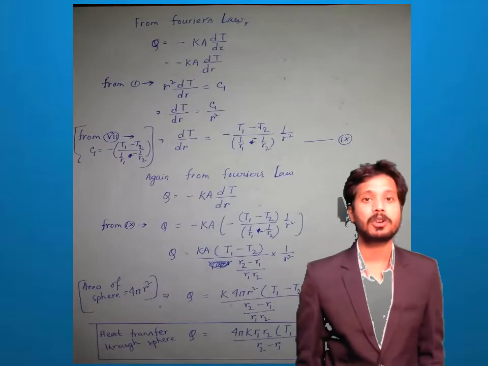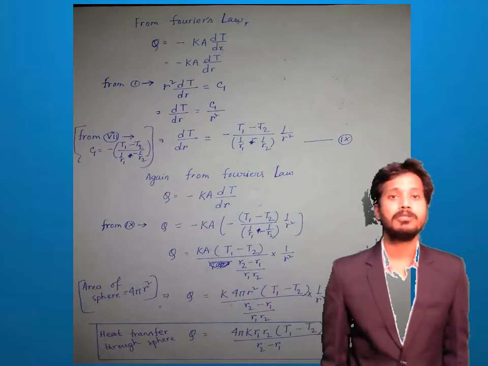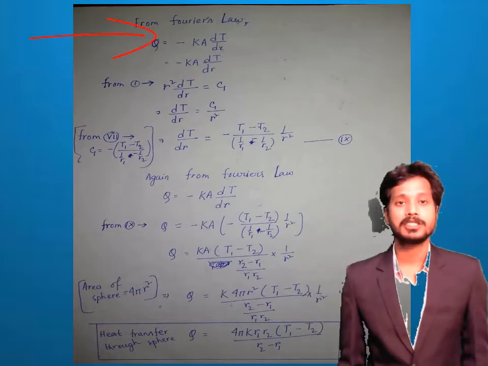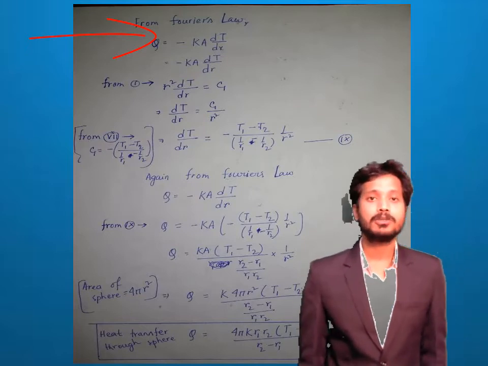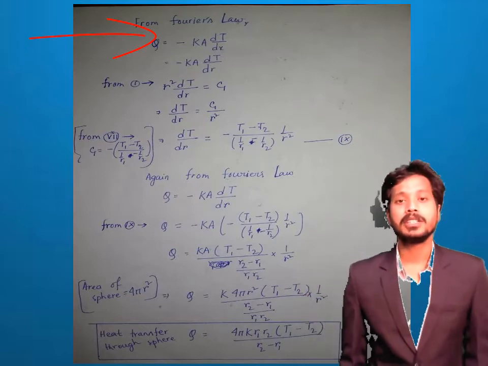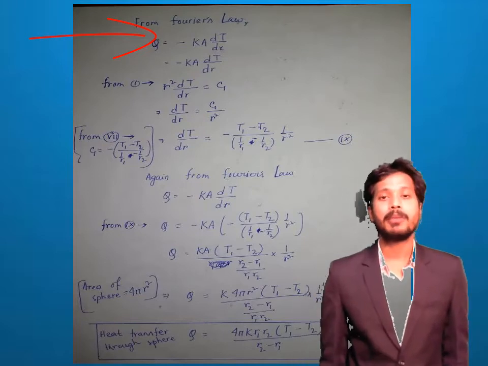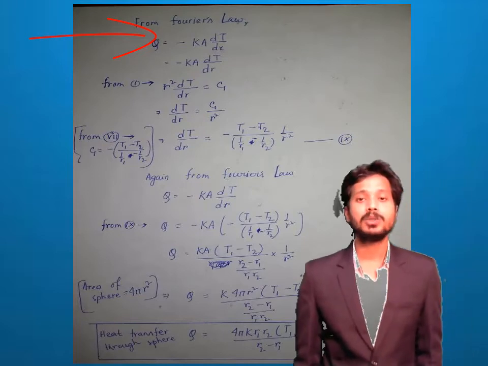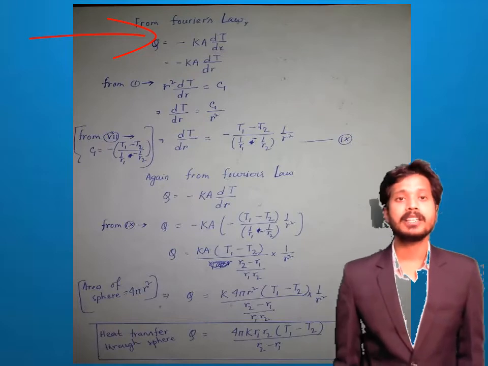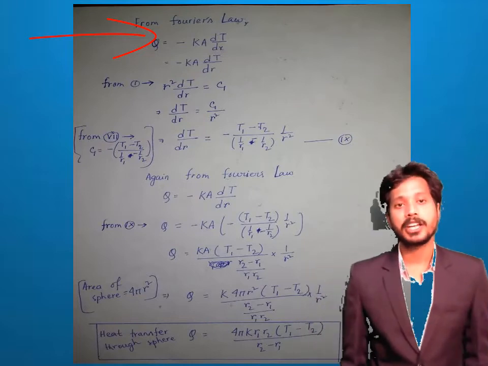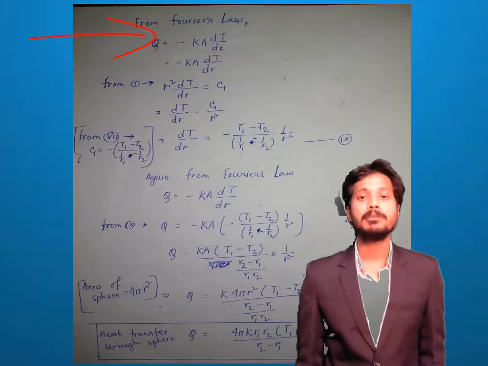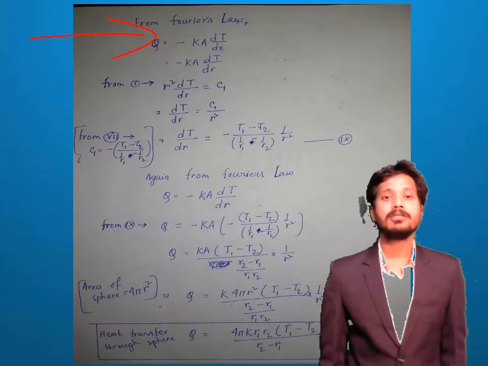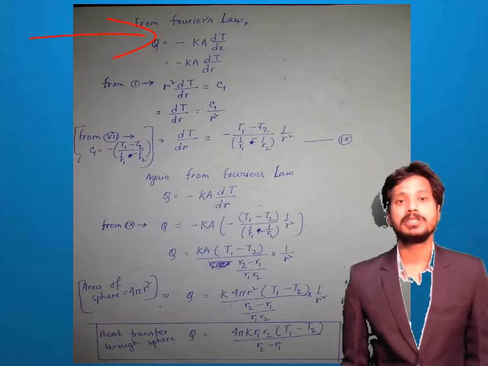Now we have another question: heat transfer. How much heat is transferred? Yes, we can calculate it, but from which law? Fourier's, Newton's law, or Stefan-Boltzmann? It is a conduction mode, so we'll follow Fourier's law of heat conduction. Here is the formula: Q equals minus K into A into dT by dx. Now your variable is R, so I can change the equation as Q equals minus K into A dT by dR. Here we have already calculated the value of dT by dR.